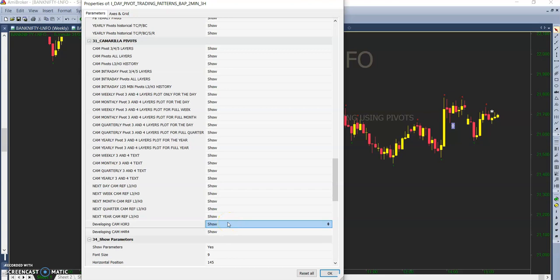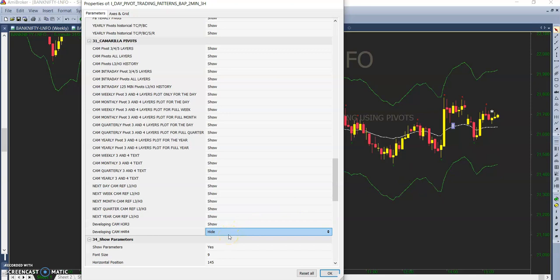The next one is developing camera level 3 pivots. So you can see level 3 resistances and level 3 supports along with the central pivot. Next one is level 4 resistances and supports, which is basically developing as and when the price gets formed. If you want both the developing level 3 and level 4 pivots, you can just click both the options. You can see the level 3 developing pivot, level 4 developing pivot, similarly level 3 support, level 4 support, developing as and when the price keeps developing.